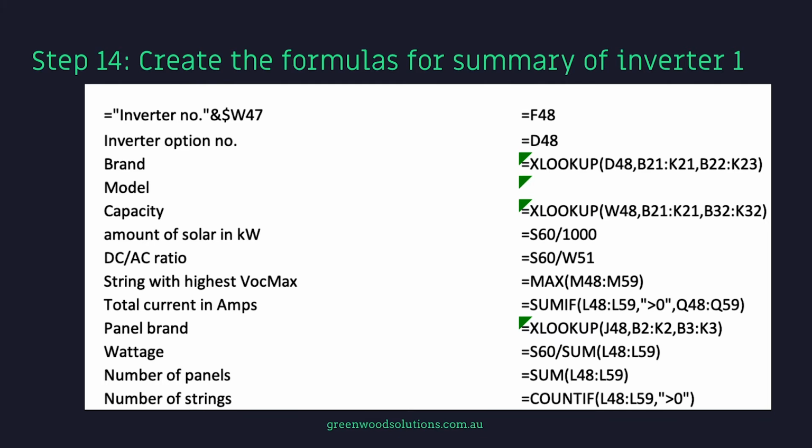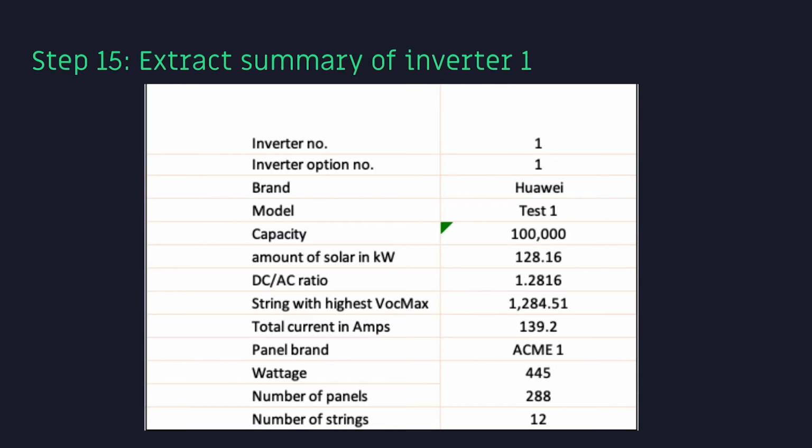Now with XLOOKUP, it's only available in the most recent iteration of Excel. You can use a VLOOKUP, which is I think acceptable all the way back to 2010 Excel. We've used the max function, the SUMIF function, the COUNTIF function, and various combinations of those. Step 15, extract the summary of inverter 1.